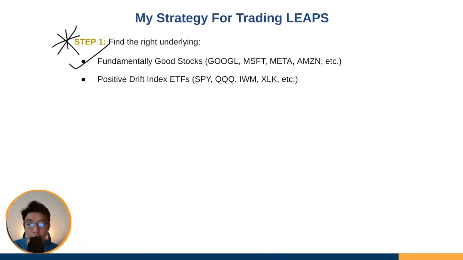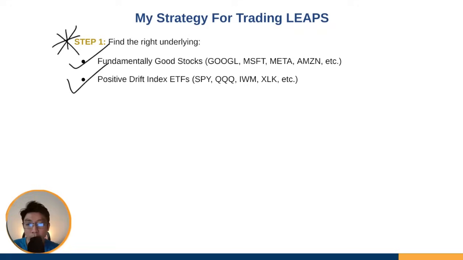Now, if you're not very good at finding fundamentally good stocks, you can go the much simpler way, and that is to find these positive drift index ETFs, right? I call them positive drift index ETFs because you want to find the broad-based ones whereby over the long term, it just wants to go higher, right? It just wants to keep going up, right? Not all index ETFs are built the same. This is very important to understand.